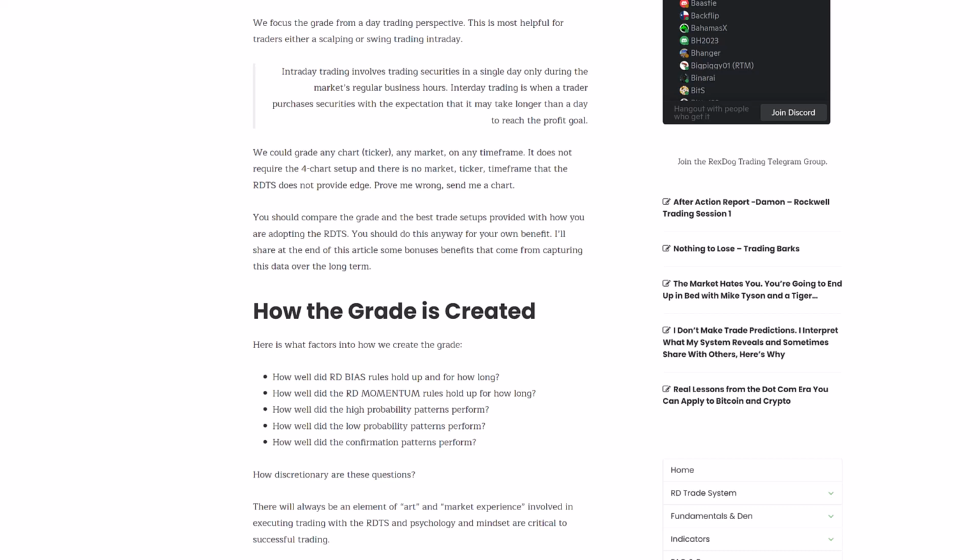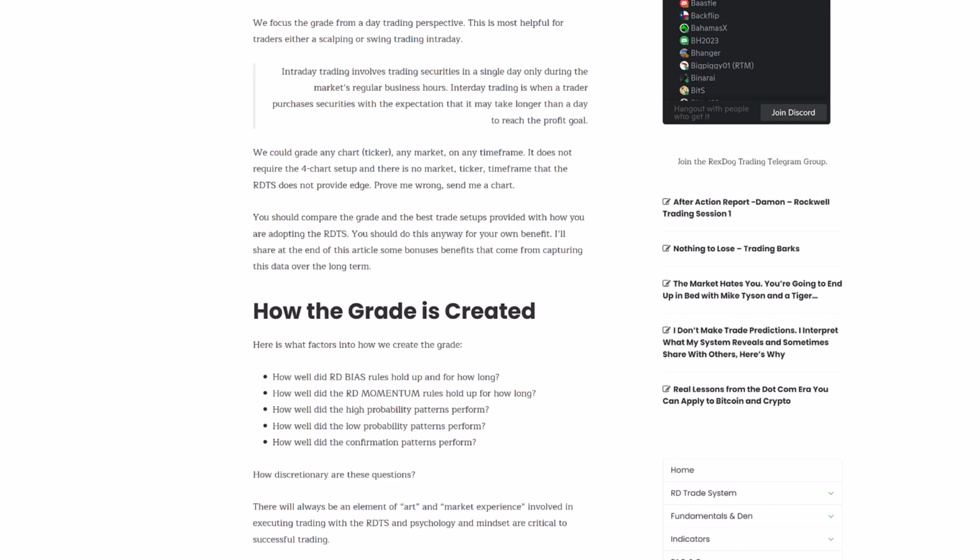Prove me wrong. Send me a chart. I'm asking you, send me a chart where the RexDog trade system does not hold up 80% of the time. I want to see it. You should compare the grade and the best trade setups provided with how you are adopting the RexDog trade system.